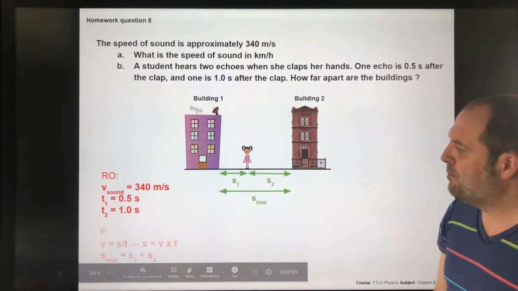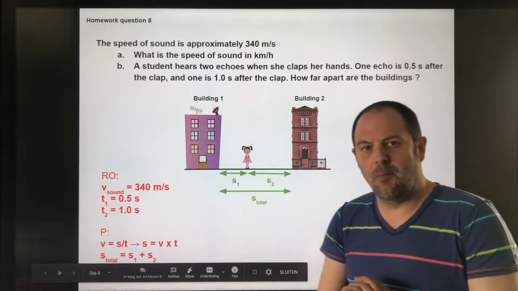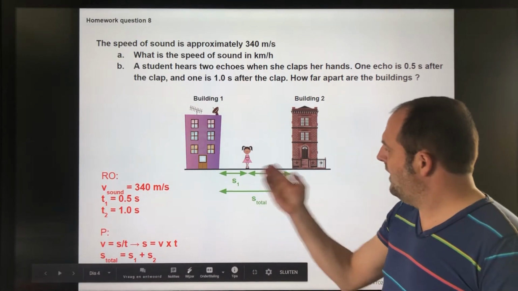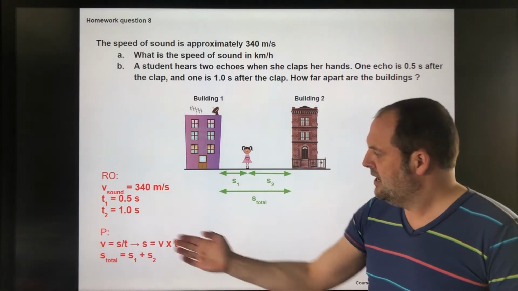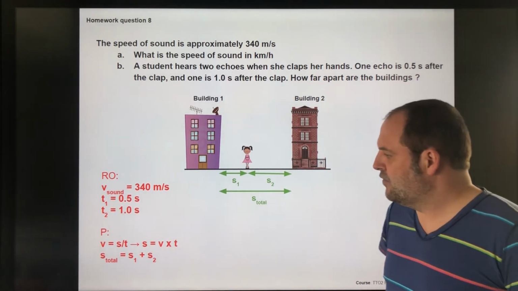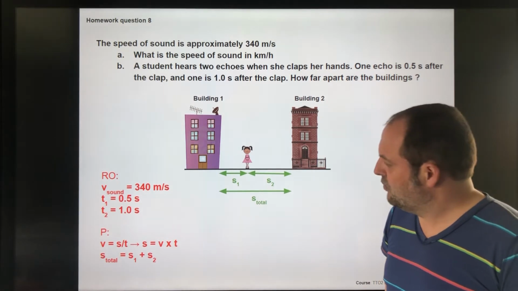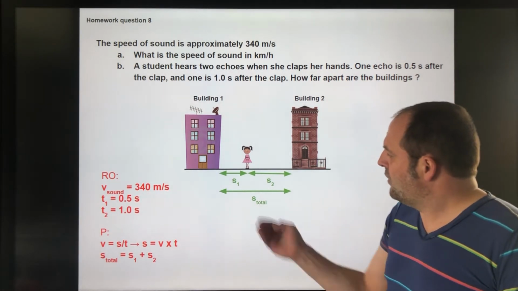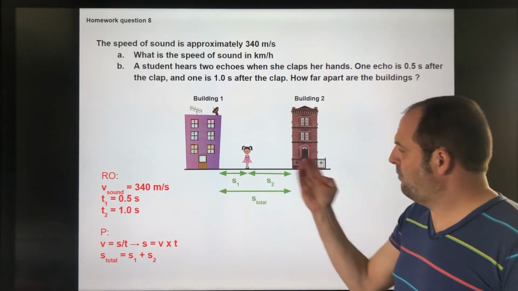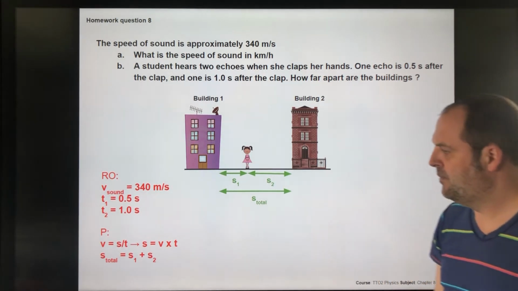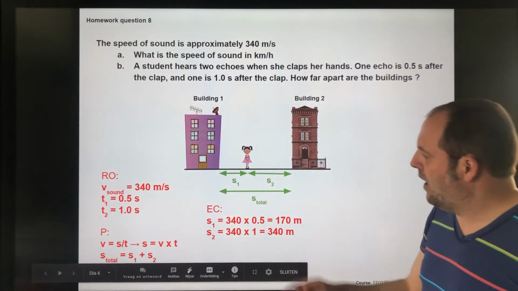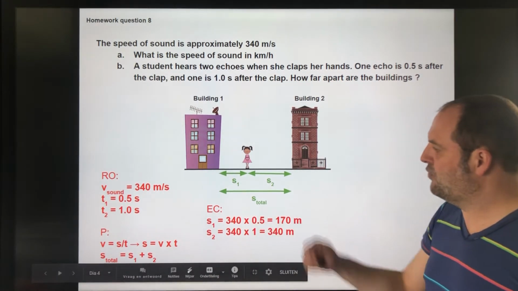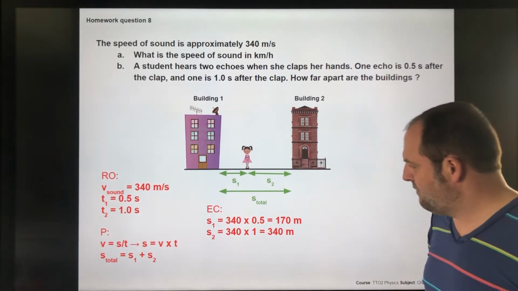Okay, the plan is like this. We need to use 2 formulas. We want to calculate S1 and S2. We do that with the standard formula for velocity, and we rewrite it a bit so the distance equals the velocity multiplied by the time. The total distance is, of course, distance 1 plus distance 2, that's over here. So let's calculate this. I calculated distance 1 by taking the speed of sound and multiplying by the time. I get 170 meters.